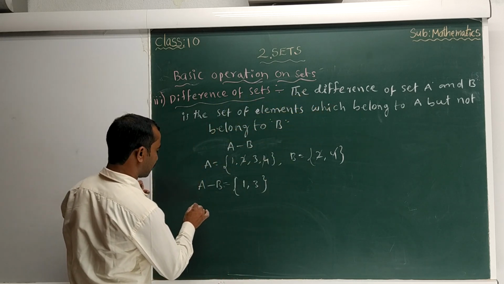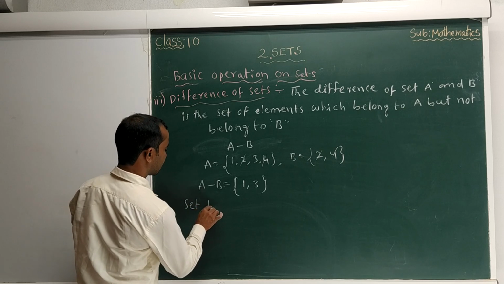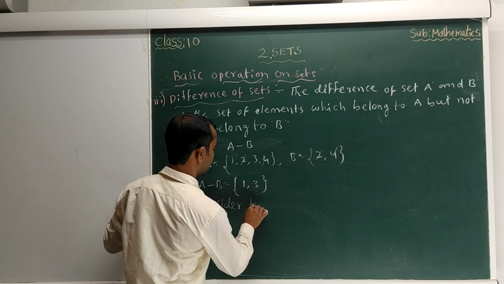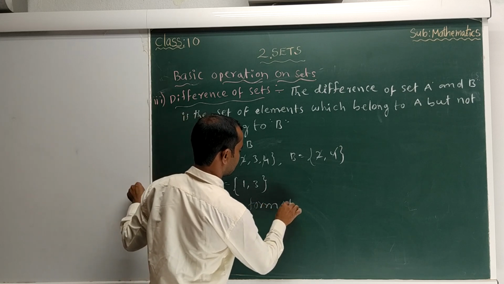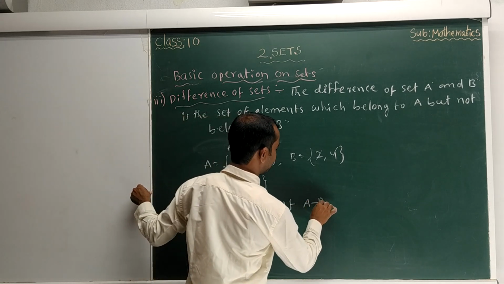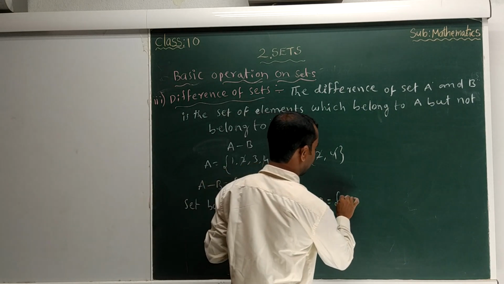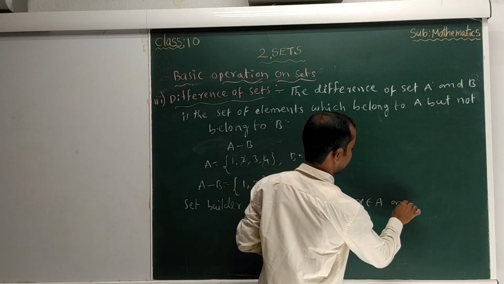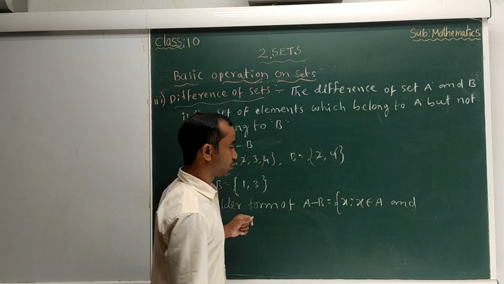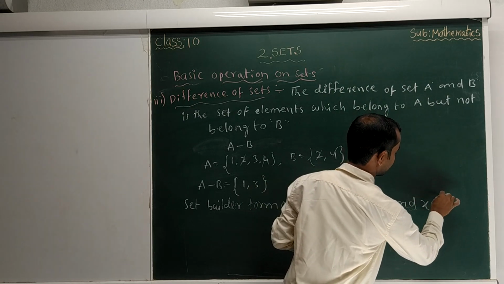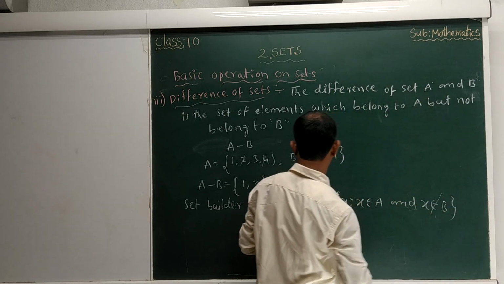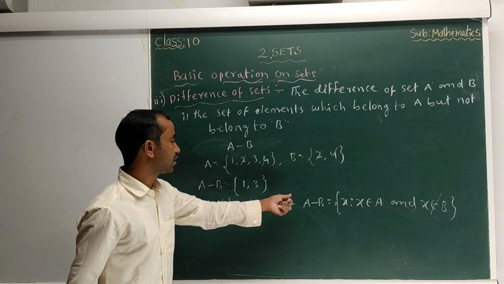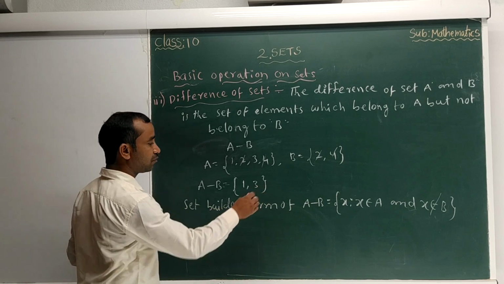Next, set builder form of A minus B. We can write it as {x such that x belongs to A and x does not belong to B}. This is the set builder form of the difference of two sets.